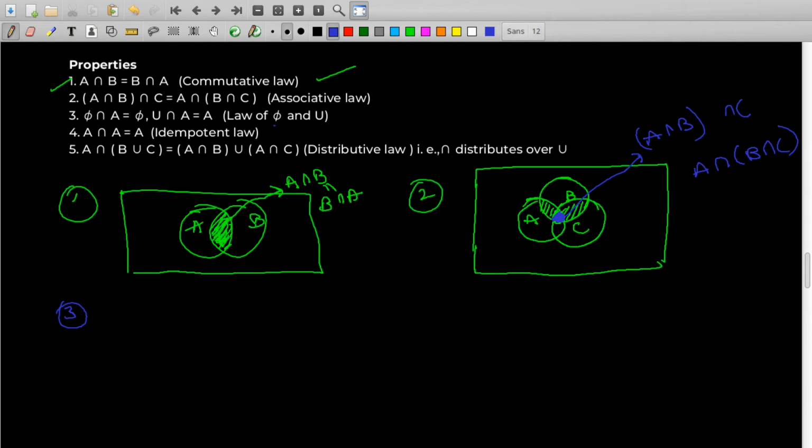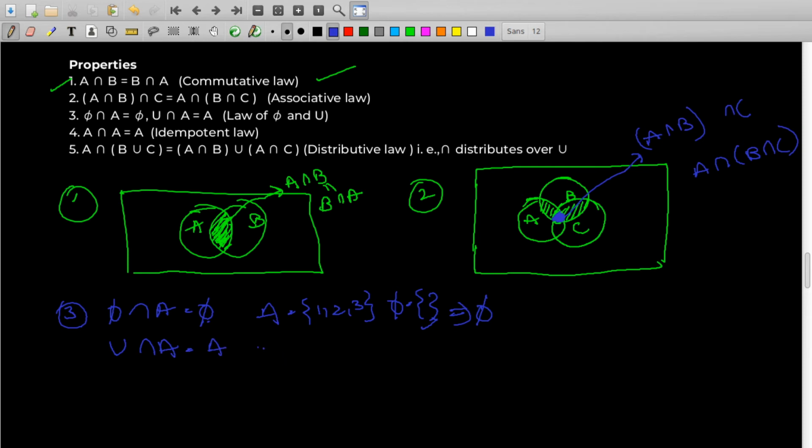Okay, so the third law is the law of null and law of universal set. It says that null intersection A is null. Now that is obvious because if A is 1, 2, 3, and null as we know is the empty set, there is nothing to be common, right? There is nothing in the empty set to be common with A. So obviously the intersection also will be nothing. It's empty, right? And the second part of that law is universal set intersection A is A.